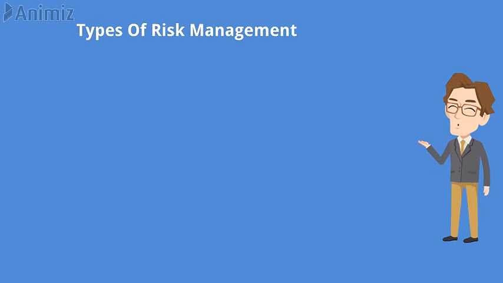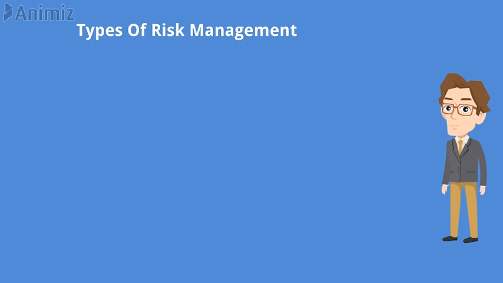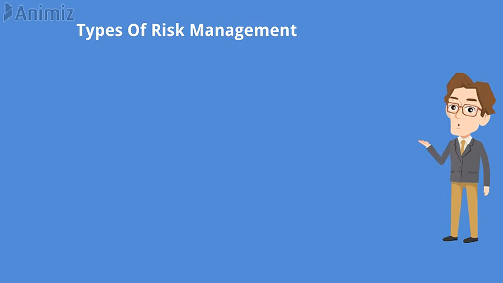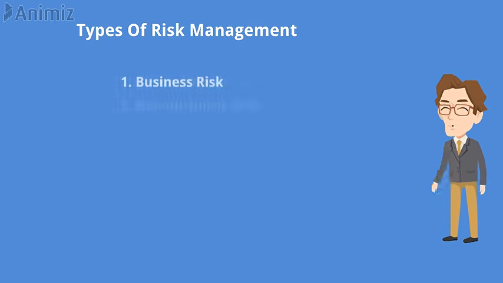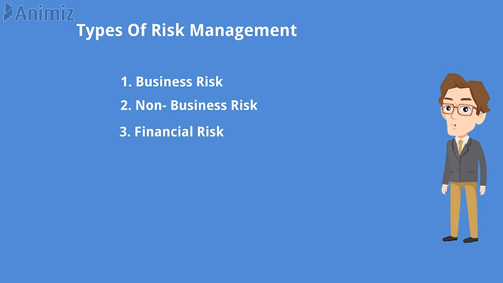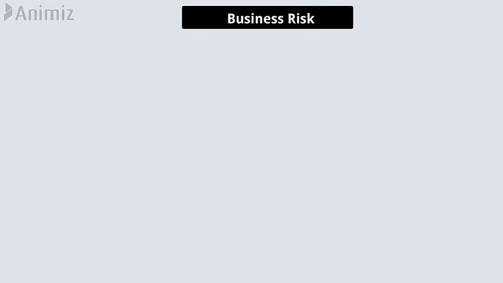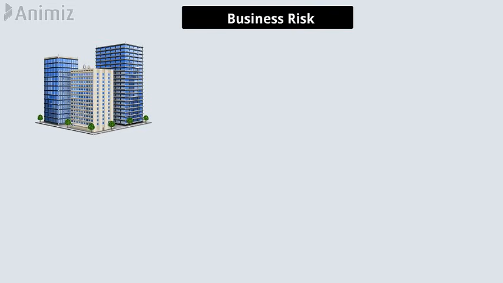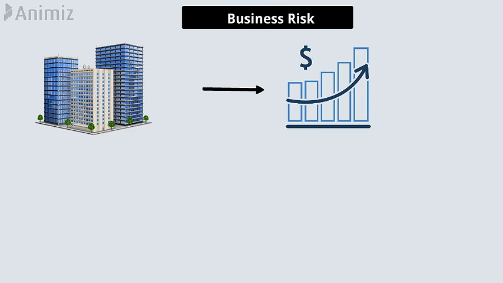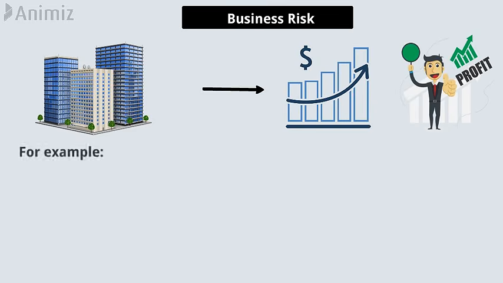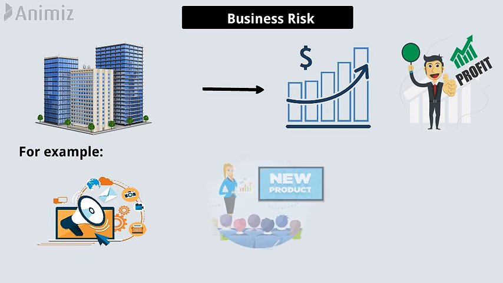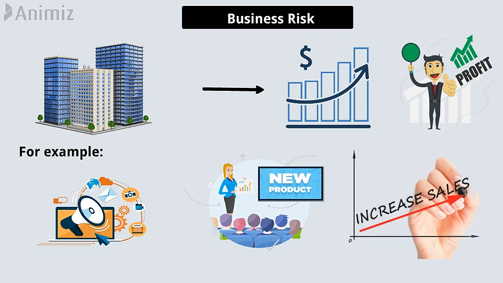Types of risk management. Widely, risks can be classified into three types: business risk, non-business risk, and financial risk. Business risk. Business enterprises take these types of risks themselves in order to increase shareholder values and profits. For example, companies offer high-cost risks in marketing to introduce a new product, in order to gain higher sales.